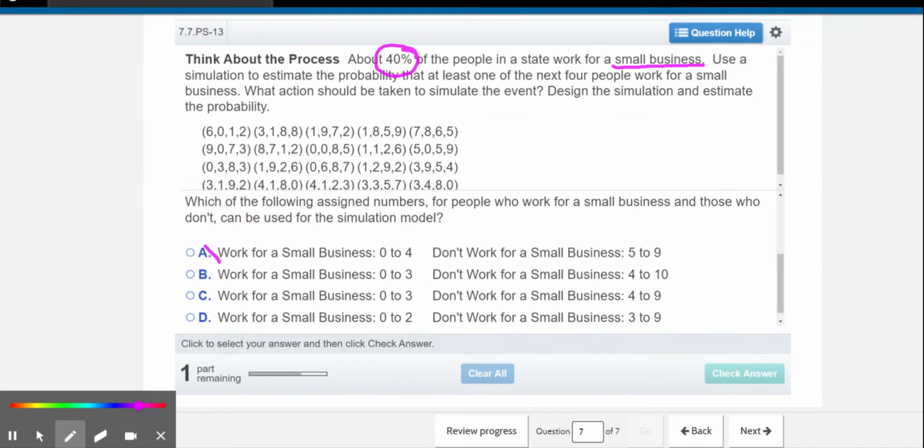Let's look at B. Work for a small business 0 to 3. So that's 0, 1, 2, and 3. That's good. But now don't work for a small business 4 to 10. That doesn't work because we're not including 10. So it can't be B either. C, work for a small business 0 to 3. Yes, we want that. And then don't work for a small business 4 to 9. Yes, that is our answer.